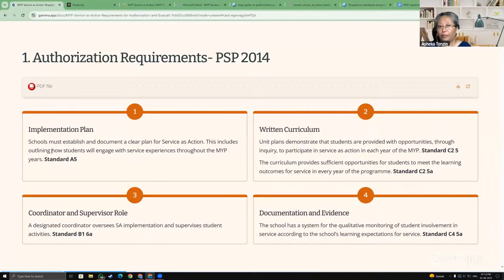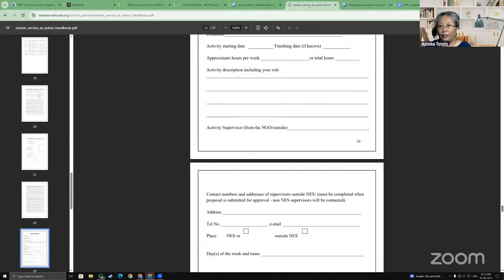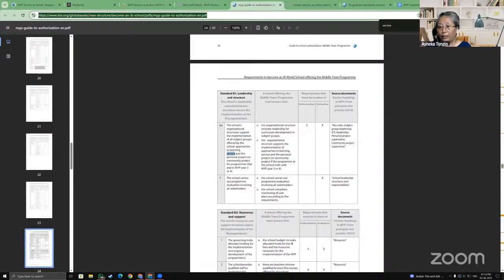There has to be some document, or the school must establish a clear plan for service as action. Okay. Now the second thing is here. The school's organizational structure supports the implementation of all subject groups offered by the school, approaches to learning, service, and the personal project or community project. That means the school organizational structure includes leadership, or has a structure which supports the implementation of ATL, service, and personal project.